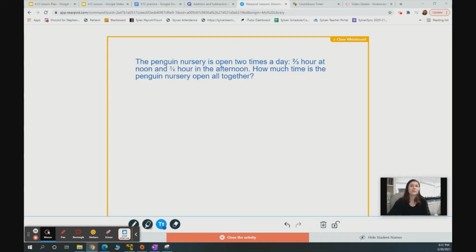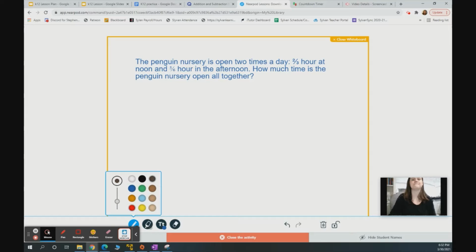At this point, we're going to model the CUBES strategy. We're going to practice using them together. You're going to follow along as I do it. It says the Penguin Nursery is open 2 times a day, 2/3 hour at noon, and 5/6 hour in the afternoon. How much time is the Penguin Nursery open altogether?